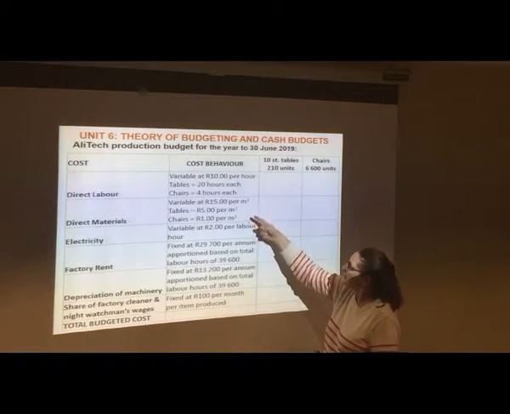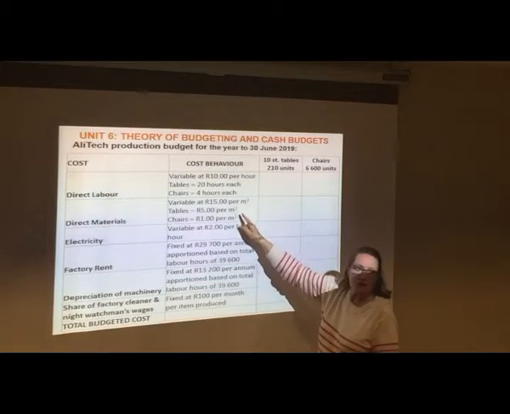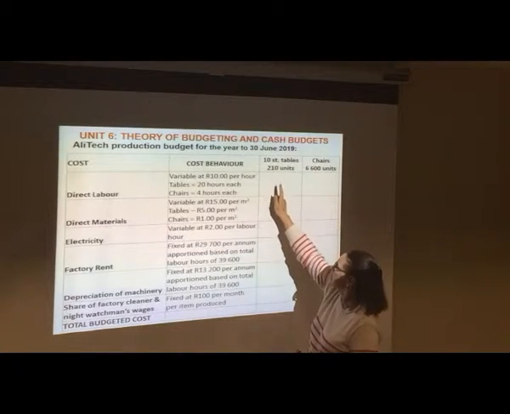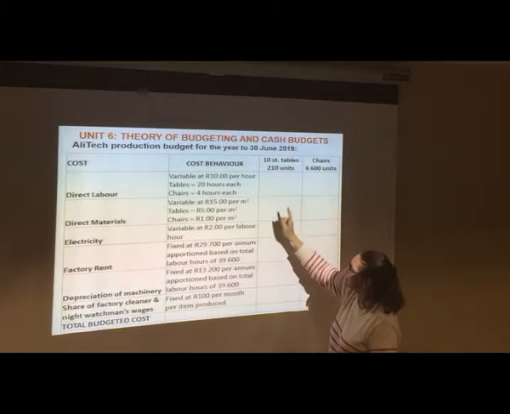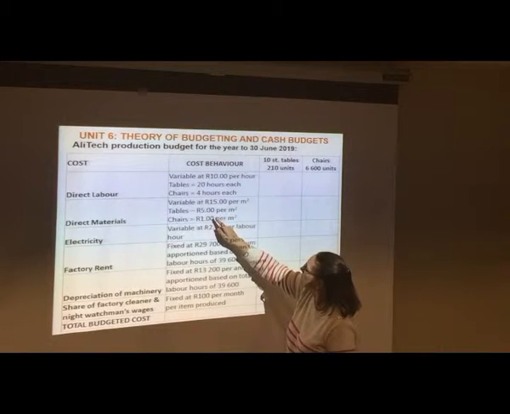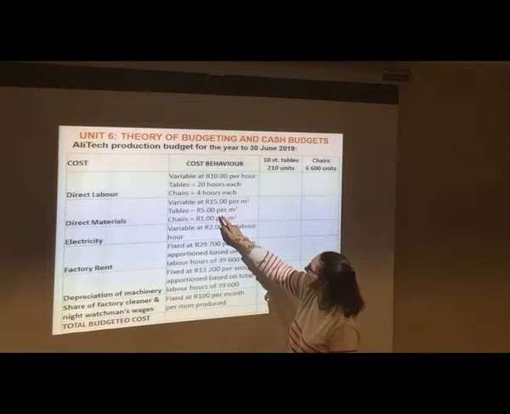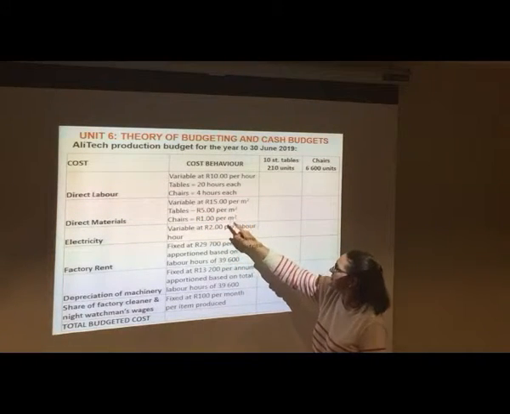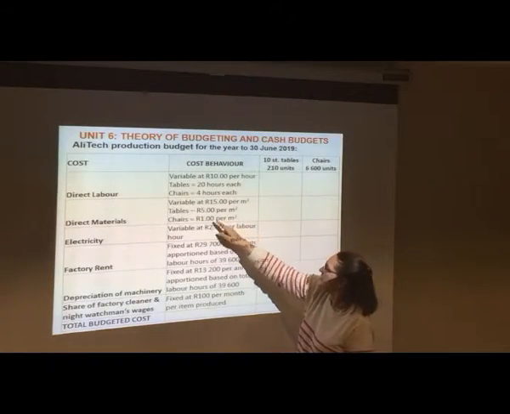Then the direct materials is the cost per meter squared, okay? So now you're going to say 210 units. Each unit uses variable at 15 Rand. Oh, this shouldn't be an R, it should be 5 square meters. And this is 1 square meter, okay? I must just change that.